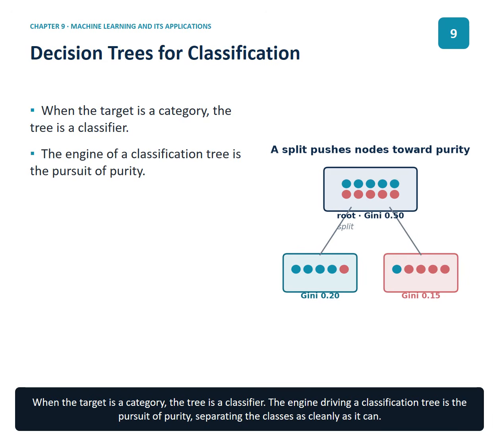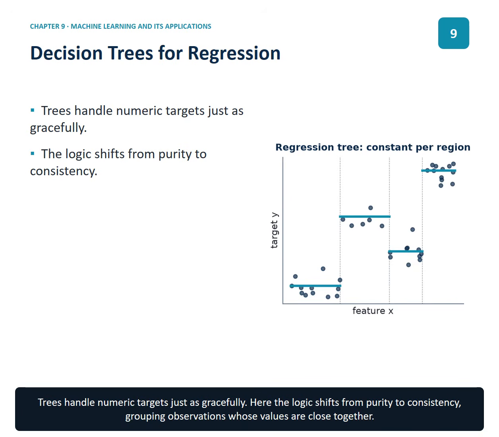In a classification tree, each leaf predicts a class. When the target is a category, the tree is a classifier. The engine driving a classification tree is the pursuit of purity, separating the classes as cleanly as it can. Trees handle numeric targets just as gracefully. Here, the logic shifts from purity to consistency, grouping observations whose values are close together.